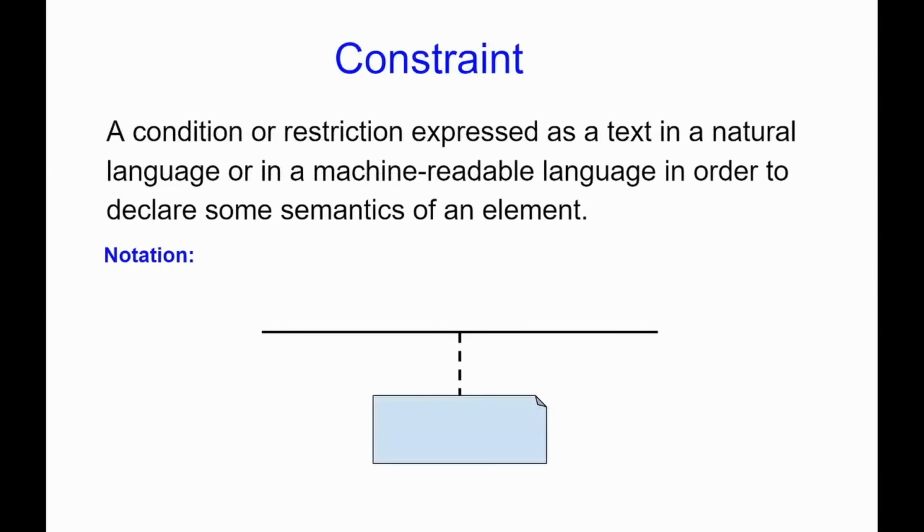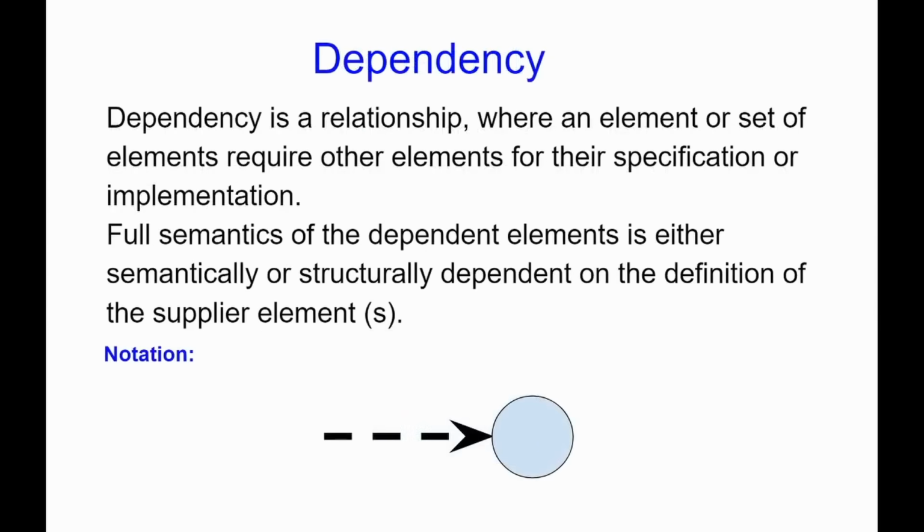A condition or restriction expressed as a text in a natural language or in a machine-readable language in order to declare some of the semantics of an element. Dependency. Dependency is a relationship where an element or set of elements require other elements for their specification or implementation. This means that the full semantics of the dependent elements are either semantically or structurally dependent on the definition of the supplier element or elements.